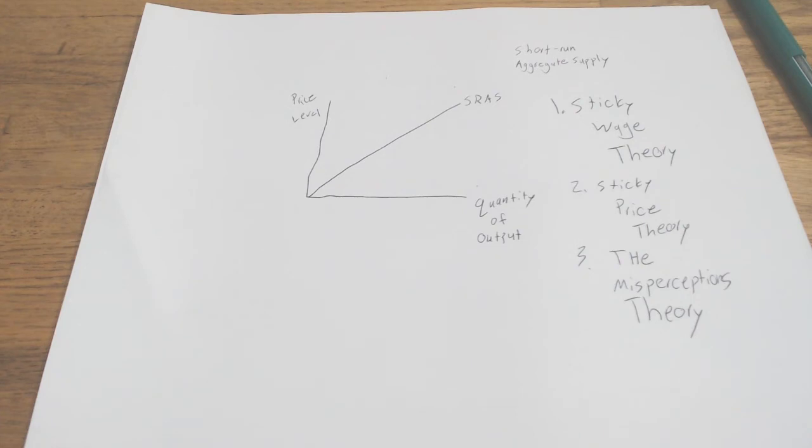The same variables that shift the long-run aggregate supply also shift the short-run aggregate supply. However, we need to consider an additional variable. Remember, in these three cases, the sticky wage theory, the sticky price theory, the misperception theory, there's an idea of expected prices or an expectation. We're going to include the expected price level. When the expected price level changes, we can expect shifts in the short-run aggregate supply. An increase of expected price level will shift the curve to the left. A decrease shifts it to the right.